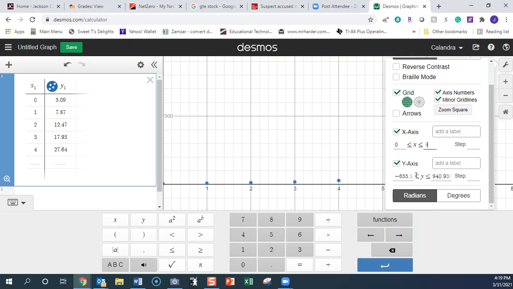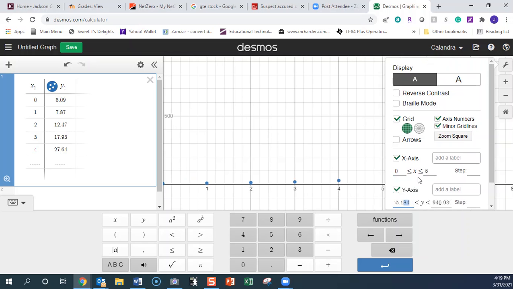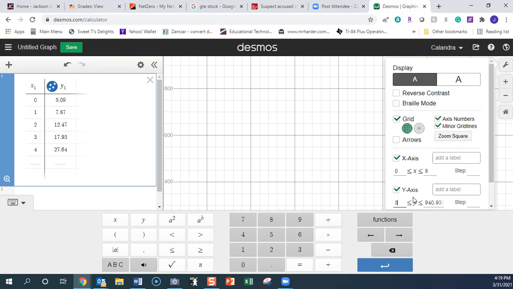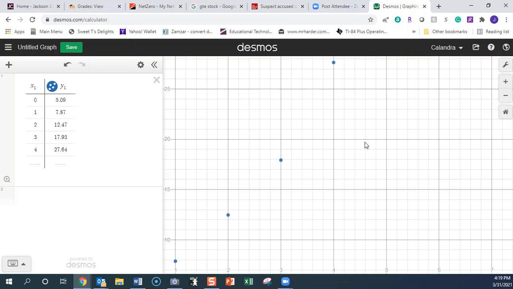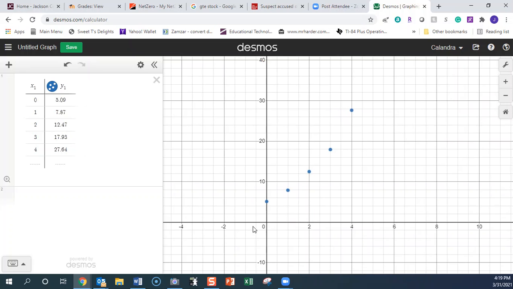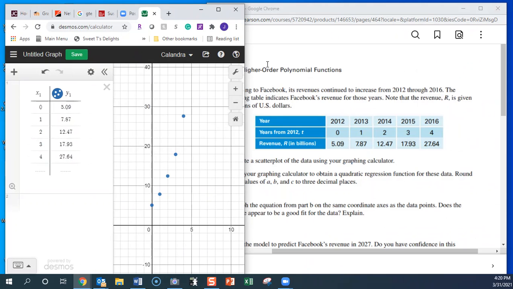Okay, next, the y values. You notice here that the y values start at 5.09. So we could start at 5. Or you know what? Let's start at 4, and then we could go all the way up to, let's go to 30. All right. Now we take that in. We have all of our points. Okay, good. We can still see it here.